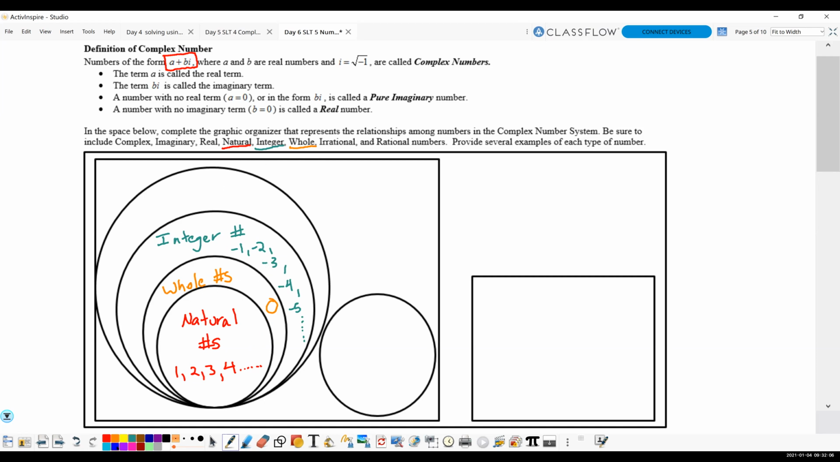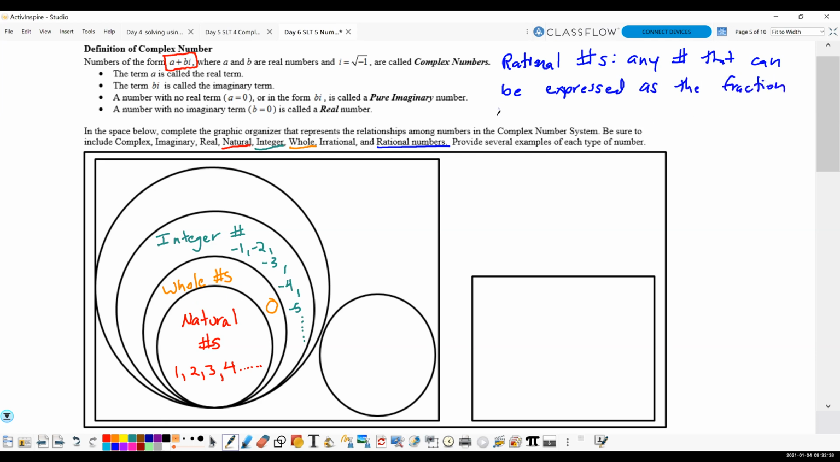So outside of the integers, we have the rational numbers. Rational numbers are important. I'm going to remind you here, and I would write this down: rational numbers are any number that can be expressed as the fraction of integers. It does not include all decimals. It includes decimals like 0.3 repeating. Let me label this. This is rational.